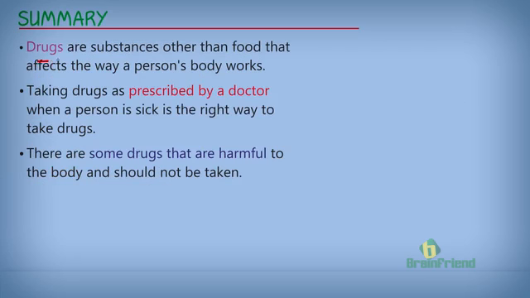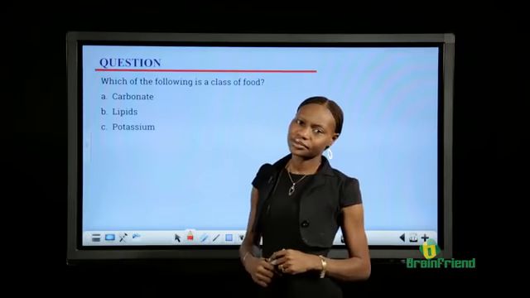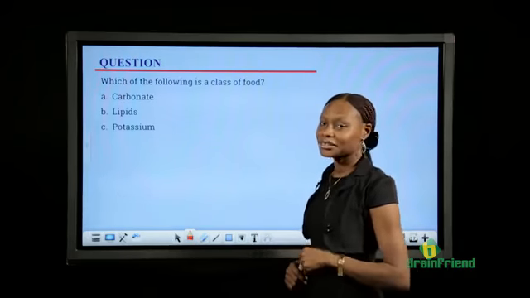Drugs, we said, are substances that are different from food that affect the way a person's body works. We also learned that drugs should be taken as prescribed by a doctor. When we do not do it the right way, we may get sick, we may begin to behave weirdly, etc. There are some drugs we also learned that are seen as harmful and should be avoided. I'll ask us a question. I hope we get the answer correctly.